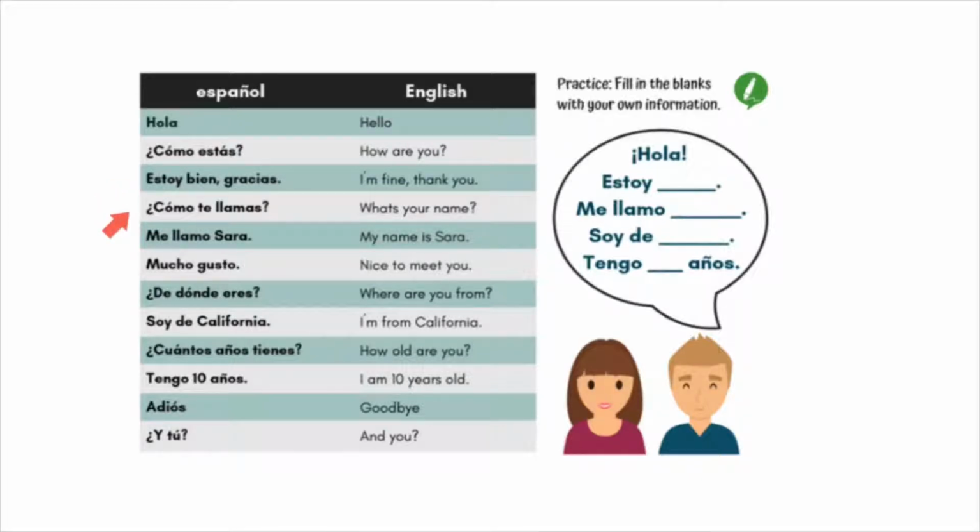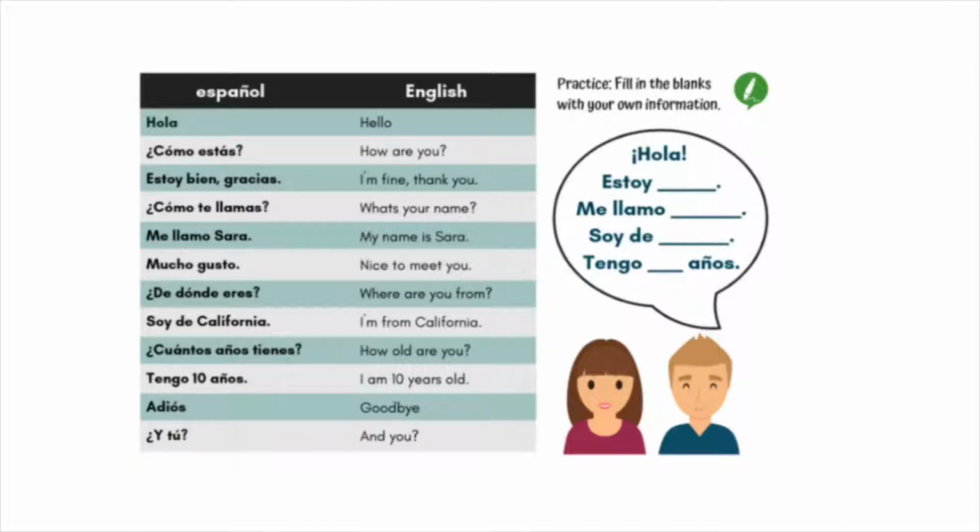¿Cómo te llamas? Me llamo Sara. Mucho gusto. ¿De dónde eres? Soy de California. ¿Cuántos años tienes? Tengo 10 años. Adiós. ¿Y tú?